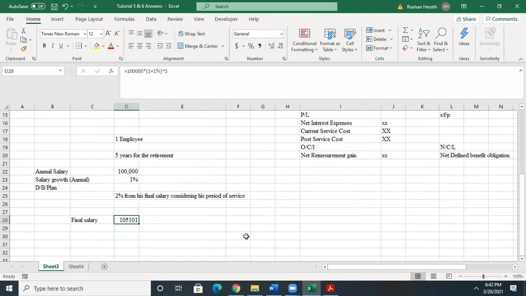So when he retires in 2025, having started in 2020, his final salary is 105,101. Now, how are we going to give the benefit? It's 2% annually of this salary. So from the final salary, you are going to give the benefit of 2%. Therefore this particular employee is eligible to get an annual benefit of 2,102.